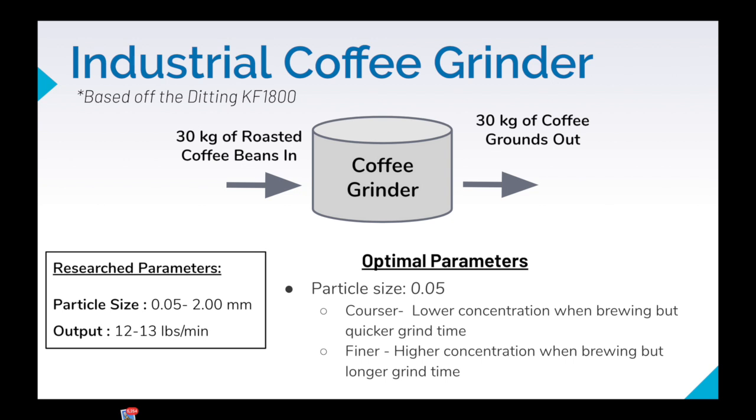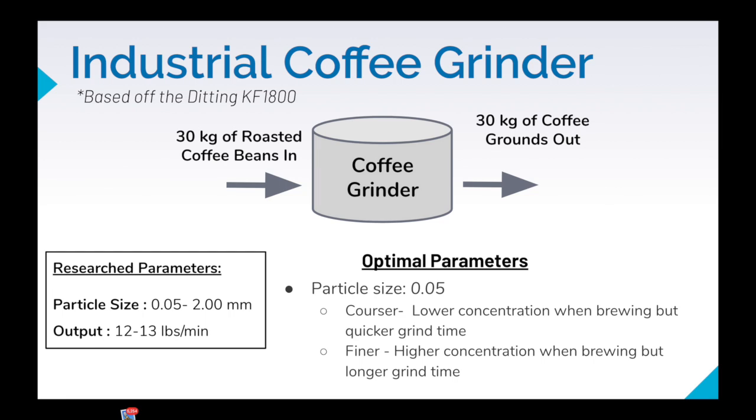From our initial research, we found that a coarse grind, that is a particle size more than 2 millimeters, would decrease the grinding time, but the coffee grounds would have a smaller surface area to volume ratio, whereas a smaller particle size, that is less than 2 millimeters, would have a longer grinding time and a greater surface area to volume ratio. After extensive research, we concluded that a smaller size would be best.